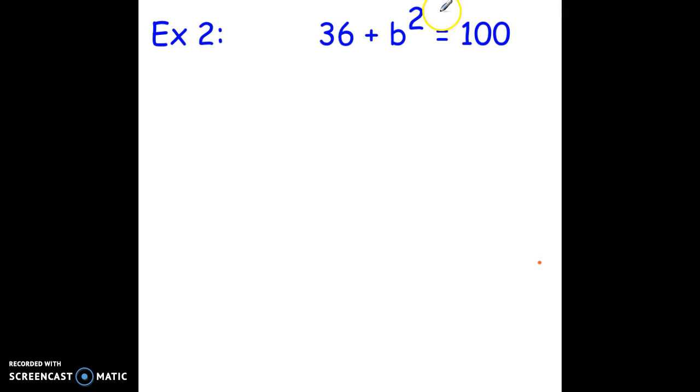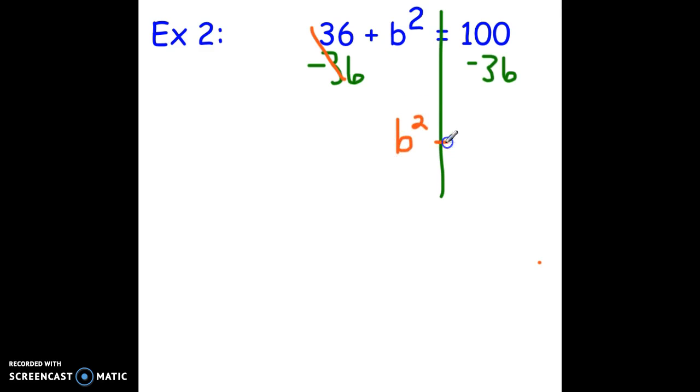Example number 2, for this one, we don't have any like terms on the same side to combine, so we need to undo our addition and subtraction. So I'm going to start by subtracting 36 from each side. 36 minus 36 is 0, so those cancel, and I'm left with b squared on the left. 100 minus 36 is going to give me 64.